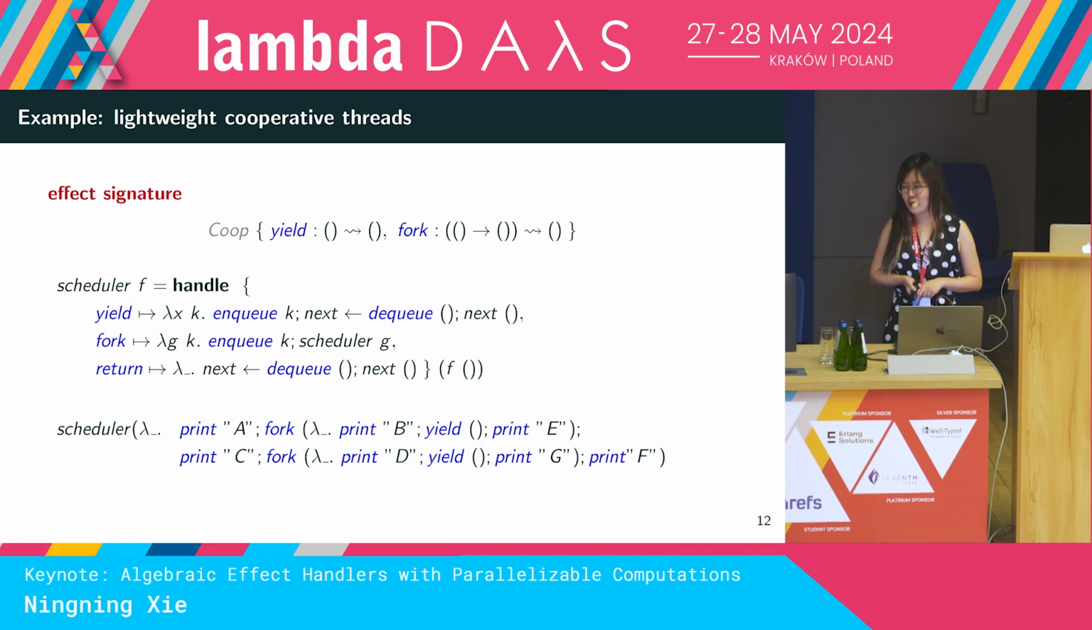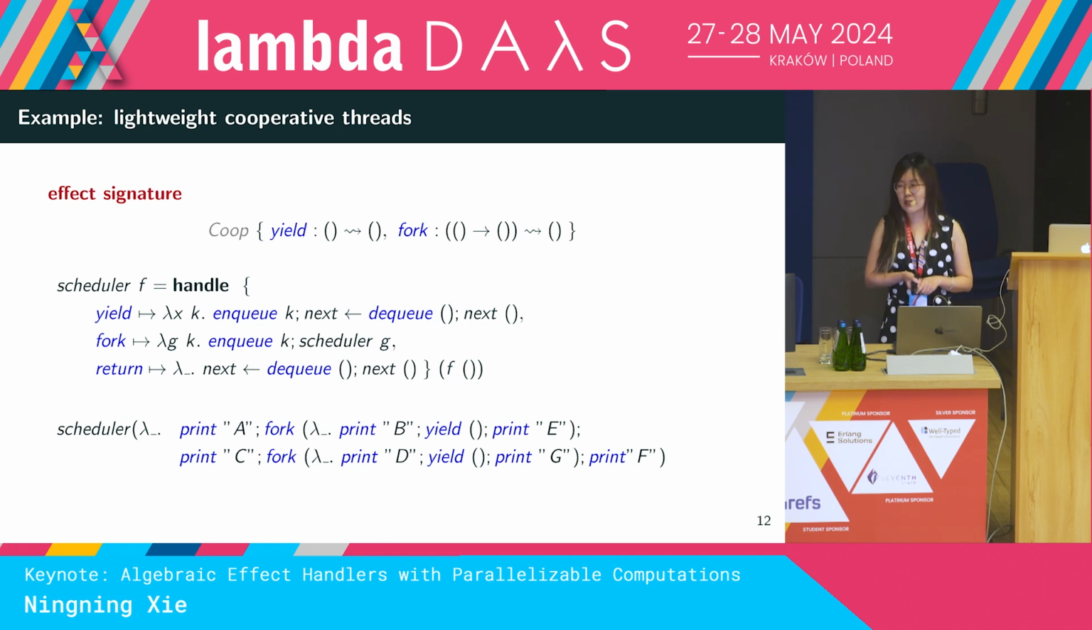With this scheduler, we can write a program example like this. In this case, we are going to print lots of letters, and we are going to fork and yield at different points of this program. You can verify that all those letters are going to be printed in alphabetic order. So basically, we are going to print A, B, C, D, E, F, G.